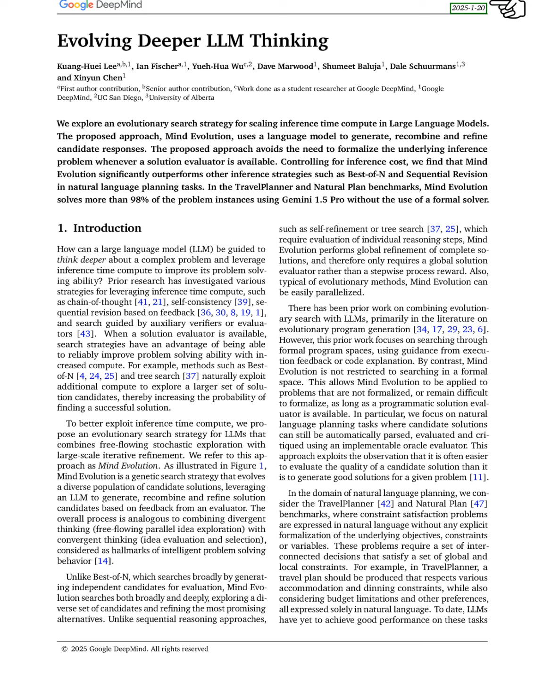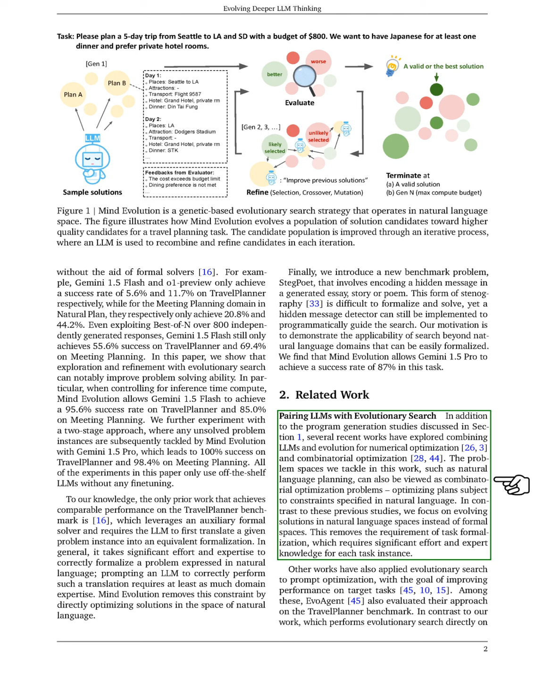Section: Introduction. In this section, we explore the integration of large language models, LLMs, with evolutionary search methods. We note that recent studies have combined LLMs with evolutionary techniques for both numerical and combinatorial optimization. Our focus is on natural language planning, which we view as a combinatorial optimization problem where we optimize plans based on constraints expressed in natural language. Unlike previous research, we evolve solutions directly in natural language spaces, eliminating the need for formal task definitions that require extensive effort and expertise.